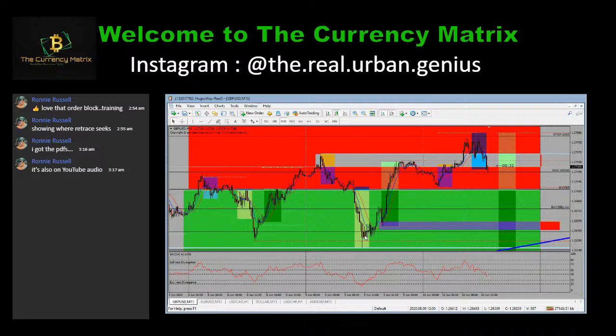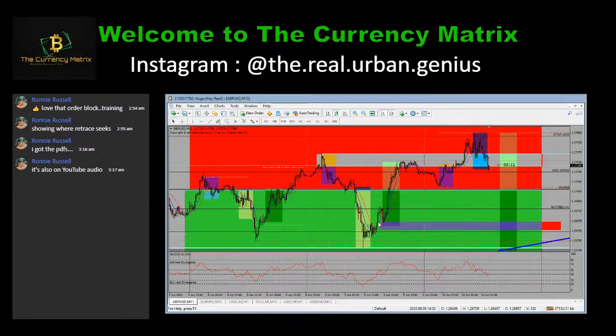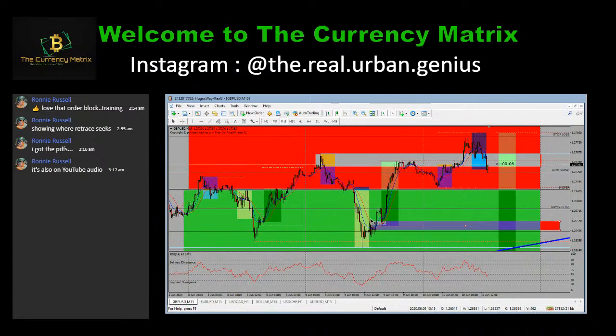Each session, each day, each candle revisits zones from the previous day or session. So what that's telling me is at some point in New York, we're going to revisit the lowest point of yesterday, which is right here.